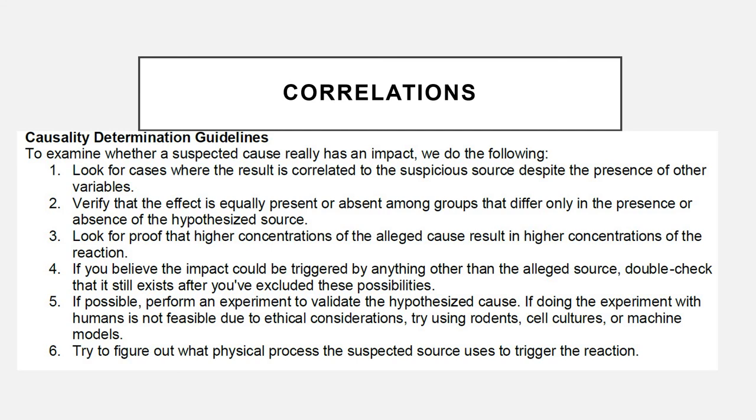If possible, perform an experiment to validate the hypothesized cause. If doing the experiment with humans is not feasible due to ethical considerations, try using rodents. Rodents meaning the rats, cell cultures, or machine models. Try to figure out what physical process the suspected source uses to trigger the reaction. So we can actually make use of this. Of course, for professionals, they are applying this one. But for now, we will just be focusing on the concepts, since it's very difficult to apply this virtually.